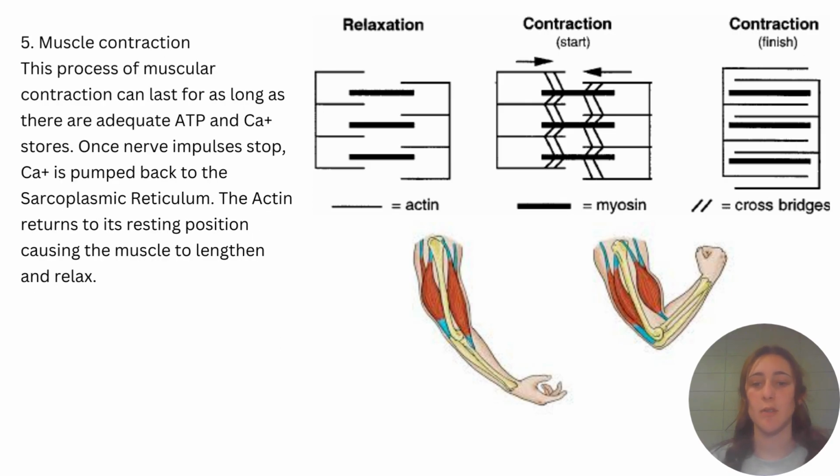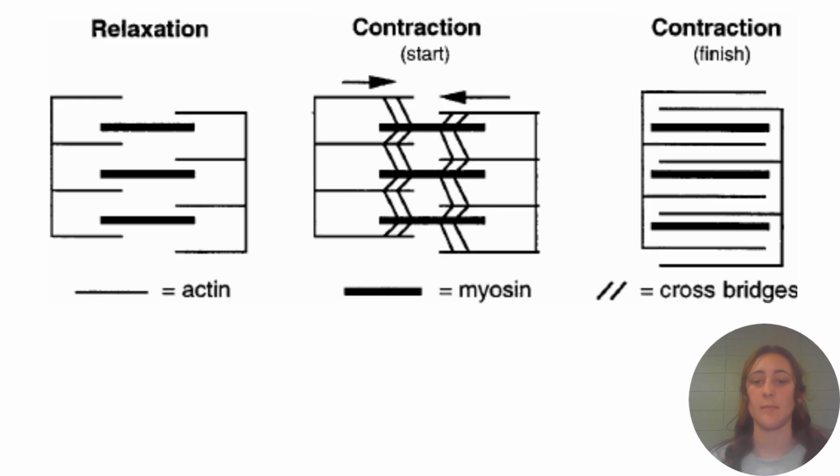Finally, we see the muscle fully contracted. This process of muscular contraction can last as long as there are adequate ATP and calcium stores. Once nerve impulses stop, calcium is pumped back into the sarcoplasmic reticulum, and the actin returns to its resting position, causing the muscle to again lengthen and be relaxed.